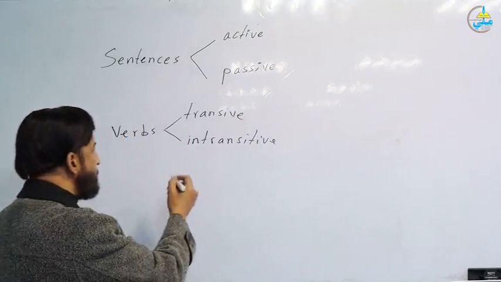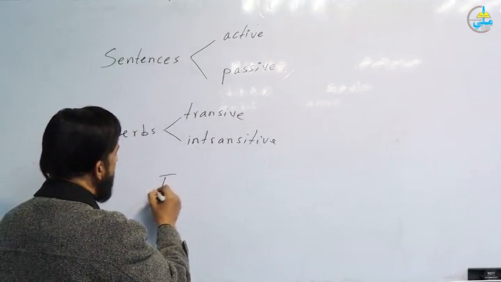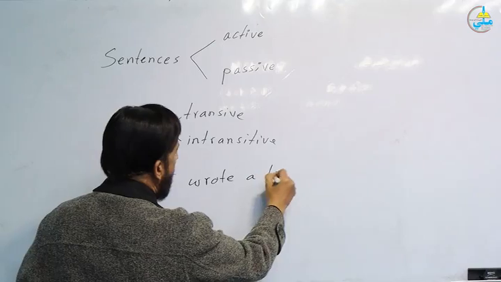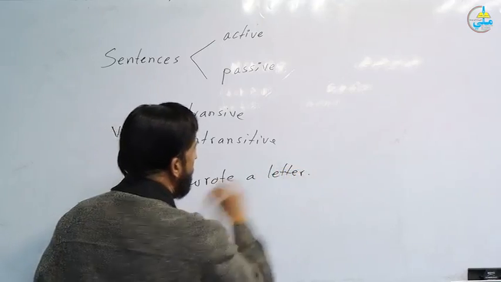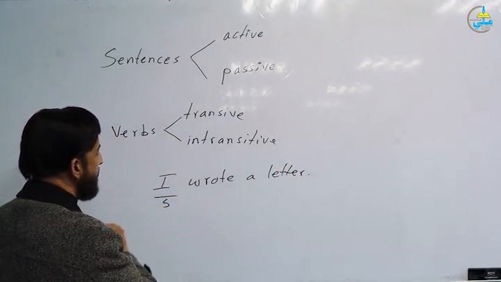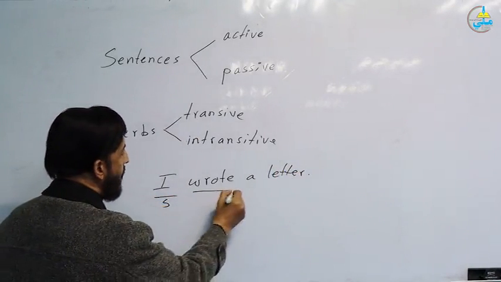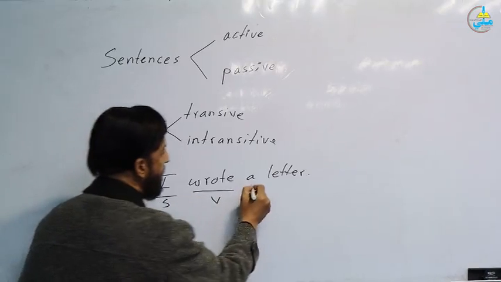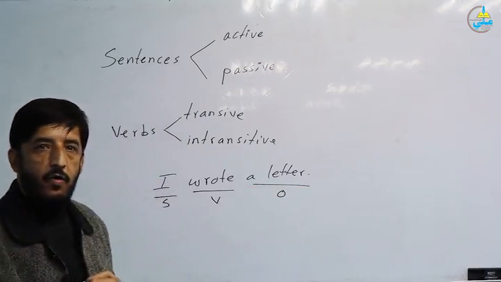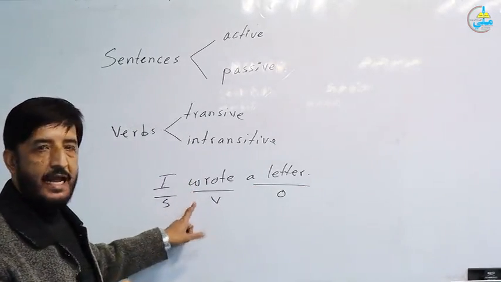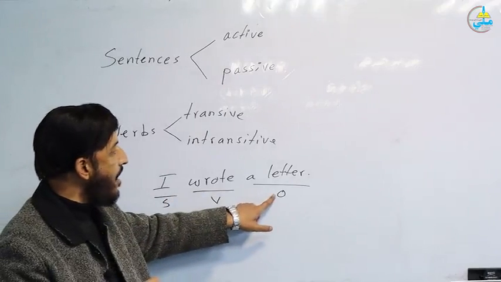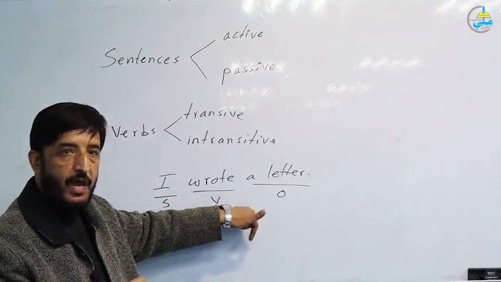For example, I wrote a letter. I is subject, wrote is a verb, a letter is object. So, this is an active sentence. Now, because this sentence has object, so we can change it to passive.